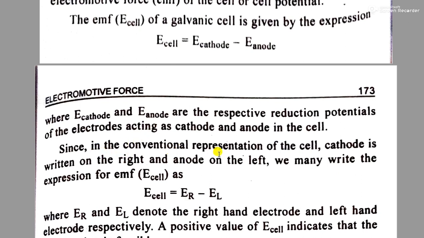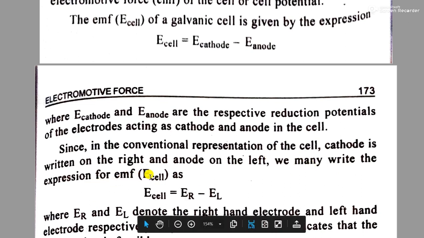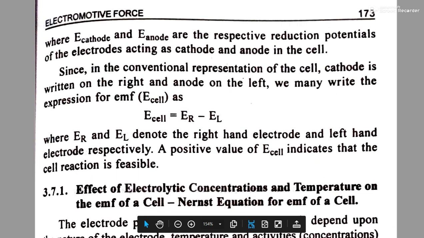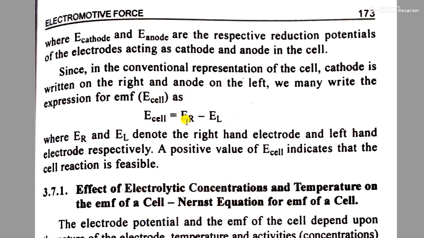Since in the conventional representation of the cell, cathode is written on the right and anode on the left, we may write the expression for EMF, that is E of a cell, as E cell is equal to ER minus EL. So this is the formula for calculating the EMF of a cell. So here ER is the electrode potential of the right-handed electrode and EL is the electrode potential of the left-handed electrode. So these two are the reduction potentials.